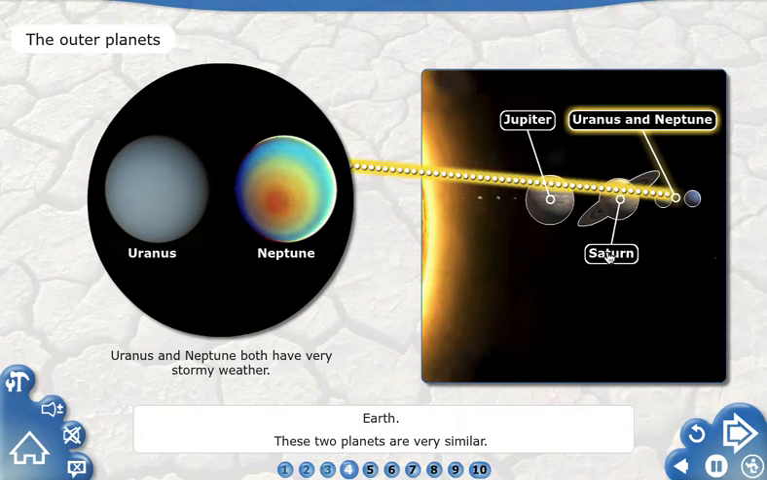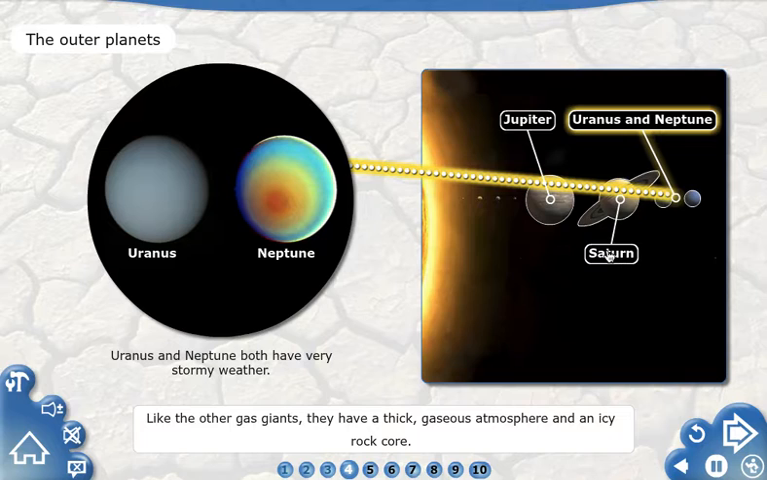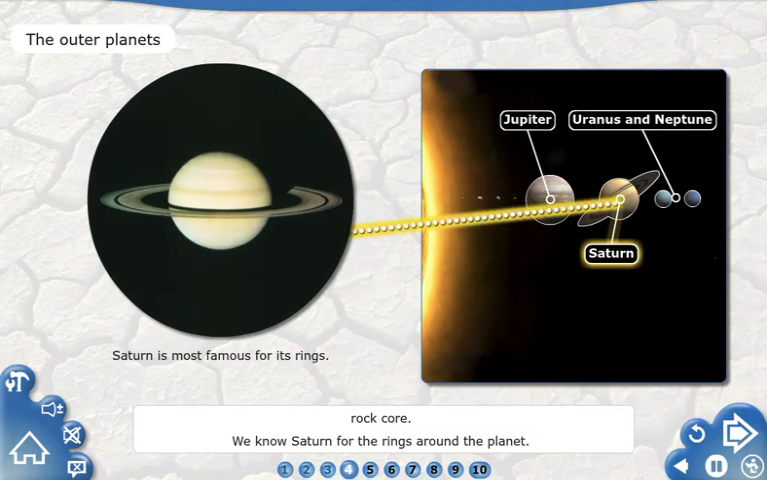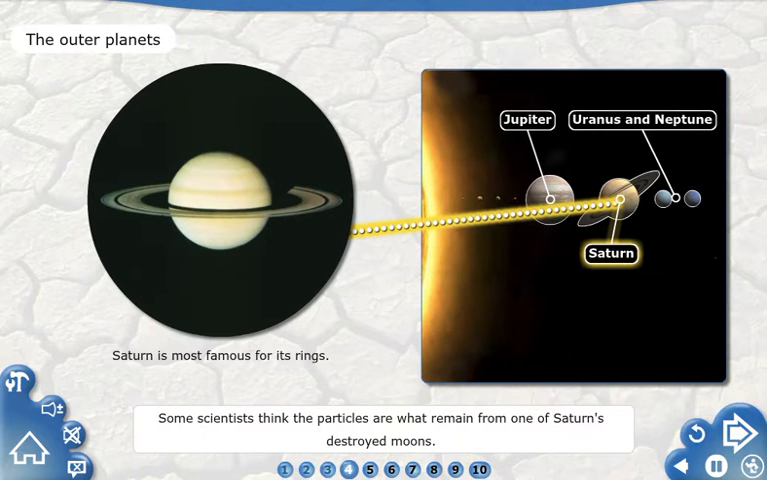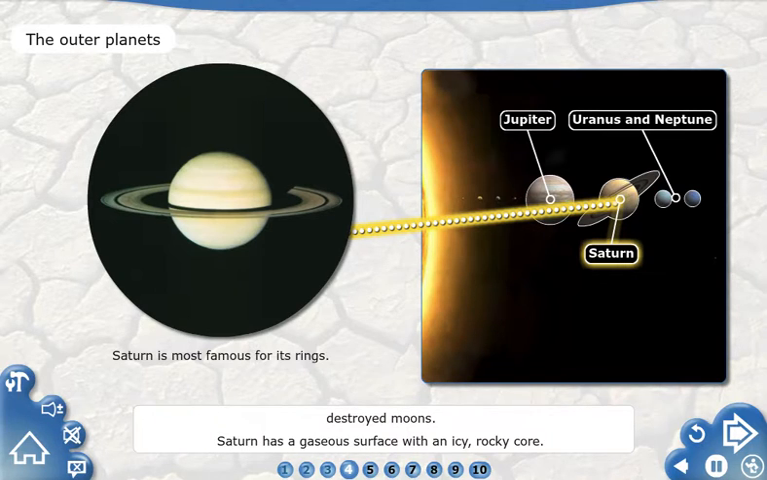These two planets are very similar. They both have very stormy atmospheres. Like the other gas giants, they have a thick gaseous atmosphere and an icy rock core. We know Saturn for the rings around the planet. These rings are particles from the size of a speck of dust to that of a car. Some scientists think the particles are what remain from one of Saturn's destroyed moons. Saturn has a gaseous surface with an icy, rocky core.